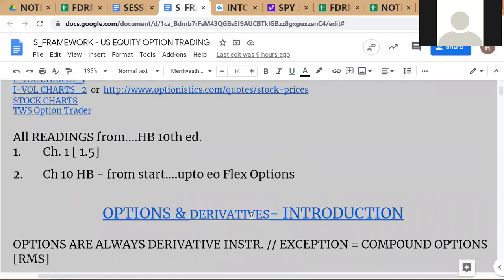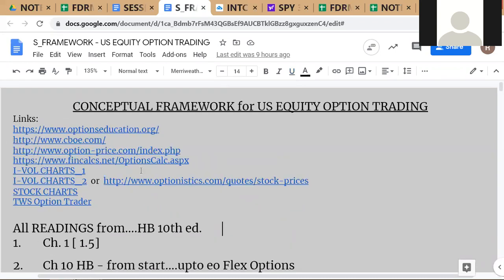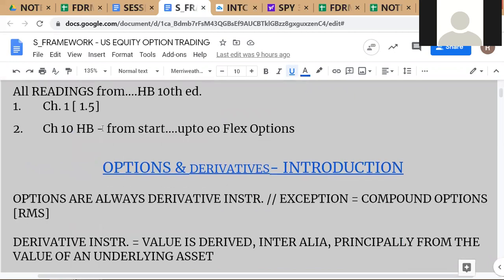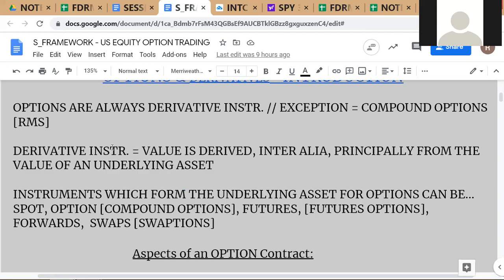So I've given you a bunch of links. You can play around with those links. These are all reliable links. Here, I've given you a couple of readings. I think what you guys have is the 10th edition, but I don't think there's a difference in the chapter namings. That's why I've gone by chapter, not page number. So whether it's 9th or 10th, the chapters will be the same. So you read chapter 1, basically the introduction, subchapter 1.5, and then chapter 10 from the start up to the end of flex options. This is not directly connected to today's session or tomorrow's session, but these are the introductory readings. You can do them from the textbook. You'll have an example, and then you have the notes here also.